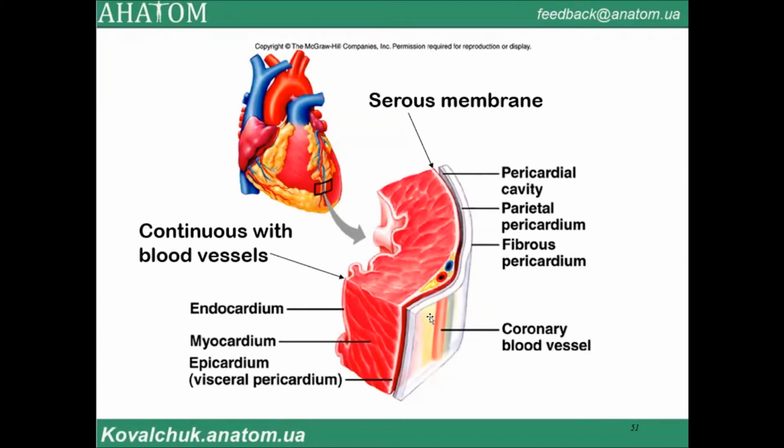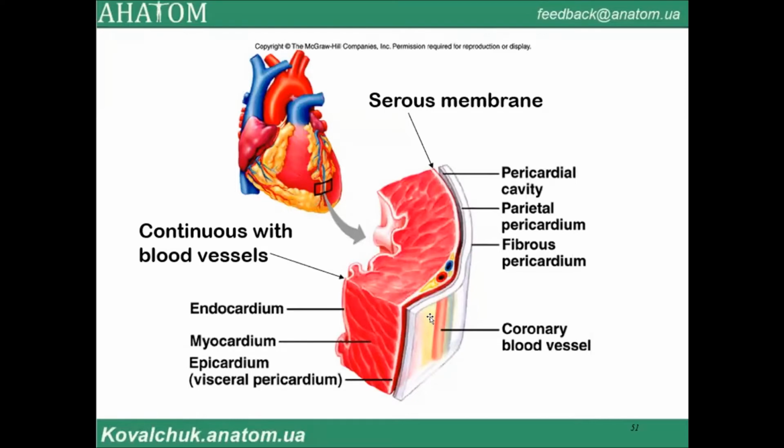Pericardial cavity, pleural cavity, peritoneal cavity. Pleura, pericardium, and peritoneum. Yes, three serous membranes. Pleura, pericardium, and peritoneum. These three serous membranes have two layers. Which layers? Visceral and parietal, yes.